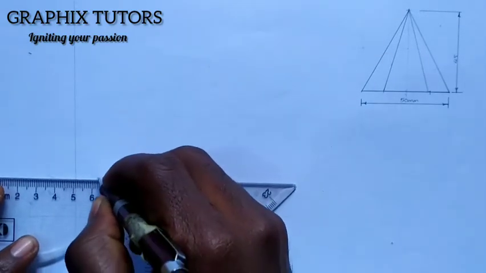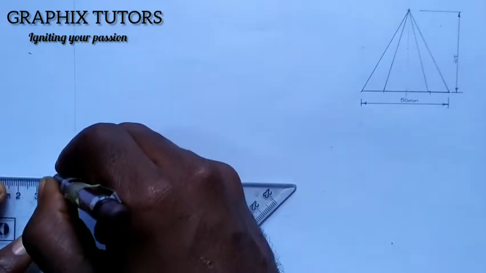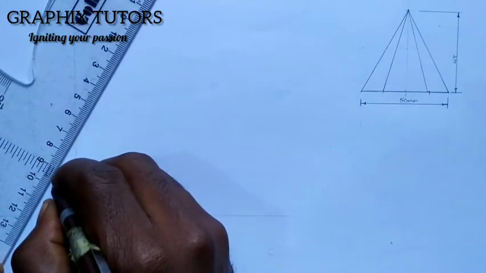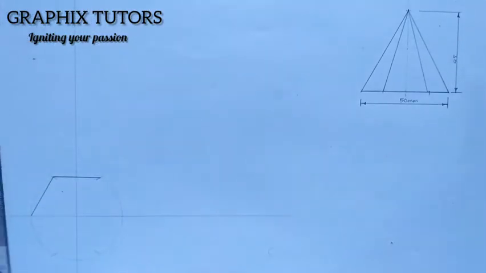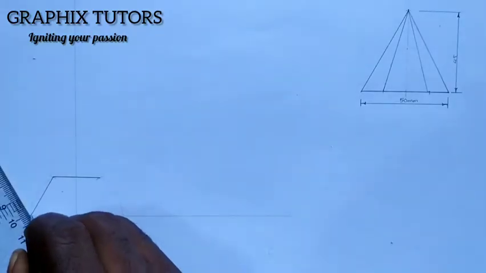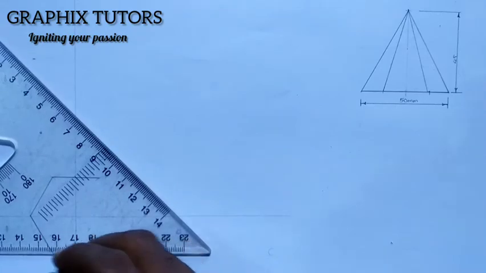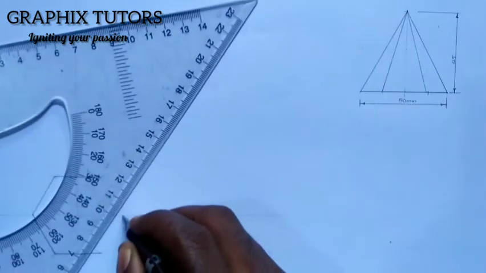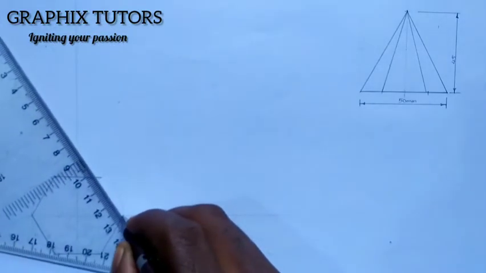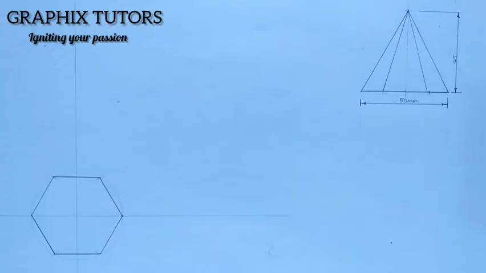Now I'm going to join all those points together using my rule. So using my rule like this, from here I'll be having this. From here also I'll have this. From here too I'll have this. Also close it up, close it up, and close it up. Now this is what I'm bringing out.